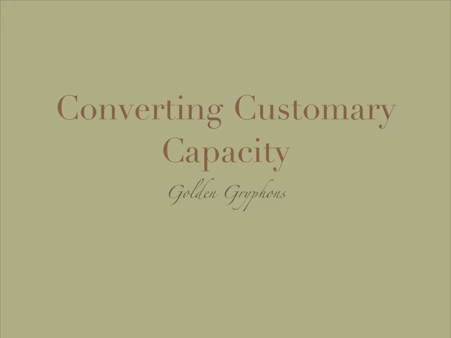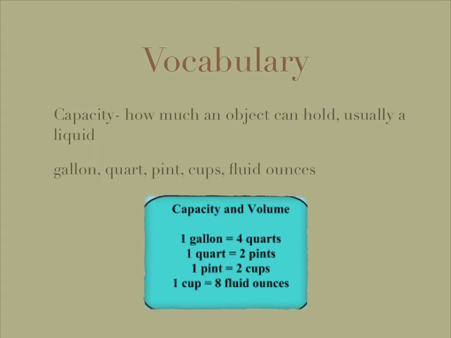Today we are going to be learning about converting customary units of capacity. Okay, so before we begin, let's go over our vocabulary. First of all, what is capacity? Capacity is how much an object can hold, and it's usually going to be found in liquid. All of the different units we will be using today are measurements of liquid.